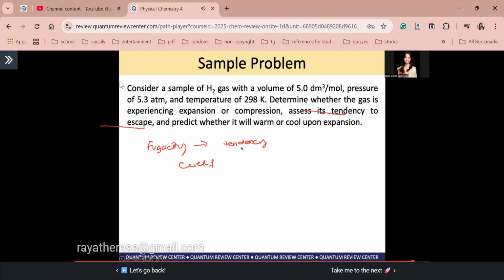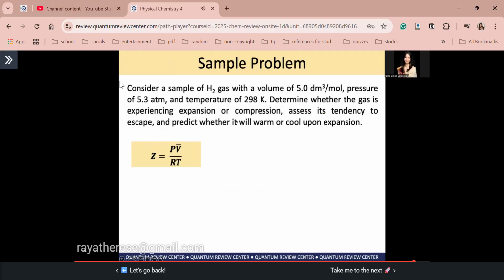If you forget the definition of fugacity, just remember its root word. What is its root word? Fugitive. Fugitives escape from prison, and so does fugacity. They have a tendency to escape. Fugacity, fugitive. Now, first, let's solve for the compressibility factor.